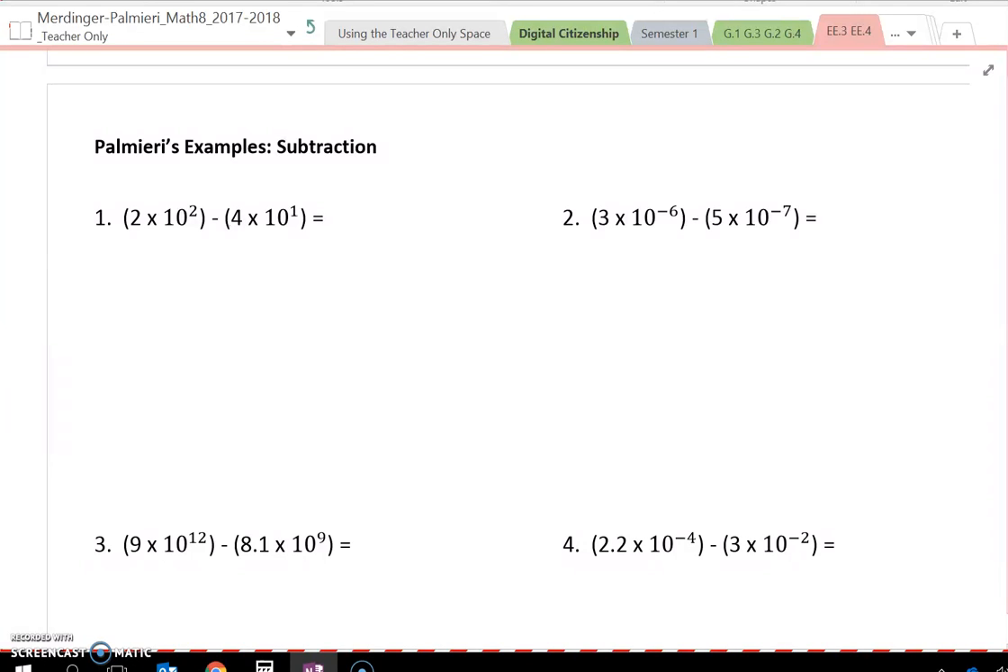Welcome back. Hopefully you have completed some practice problems on adding scientific notation and that you're feeling pretty comfortable. There are some answers on the teacher key, and I'm hoping that you went back and checked it. So we're going to start subtracting with scientific notation, and the procedure is the same.